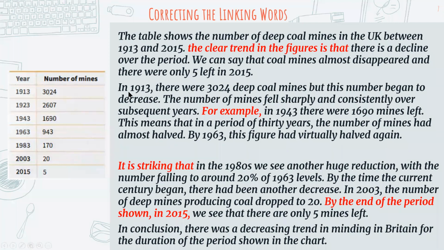Okay. Then we have here, nevertheless. If we read the sentence, in 1913, there were 3,024 deep coal mines, but this number began to decrease. The number of mines fell sharply and consistently over subsequent years. I want to give you an example. So I should use, for example, in 1943, okay, there were 1,690 mines left. So I'm giving you an example from the data. So I should use a cohesive device that gives an example. Of course, the most obvious one, for example, for instance, and so on.